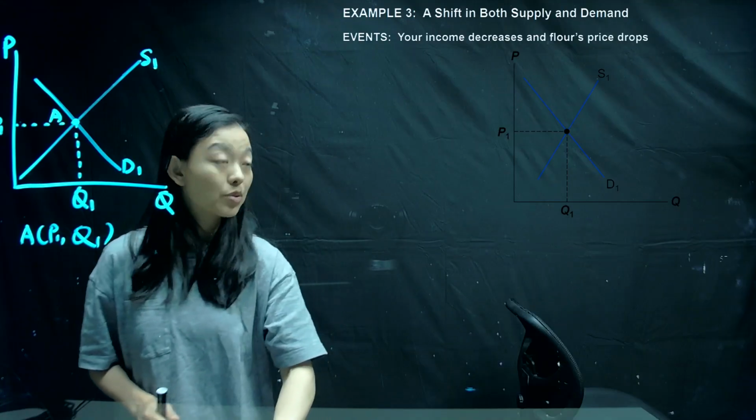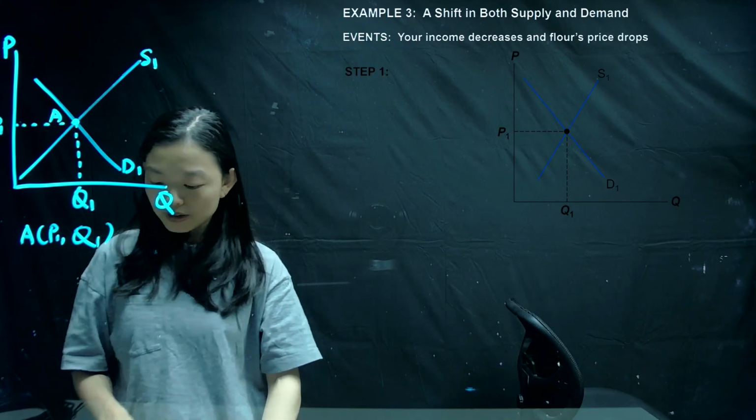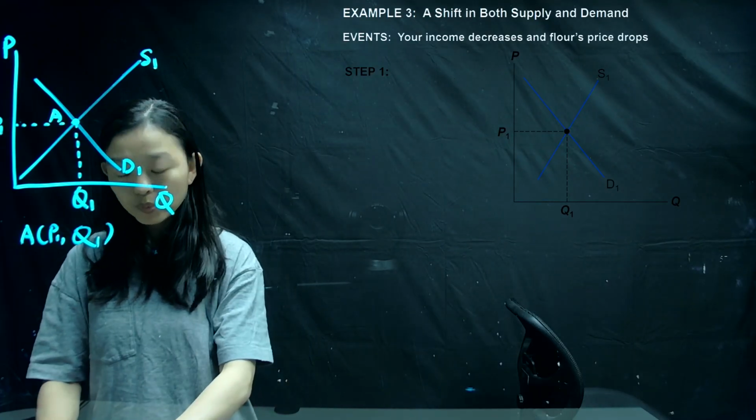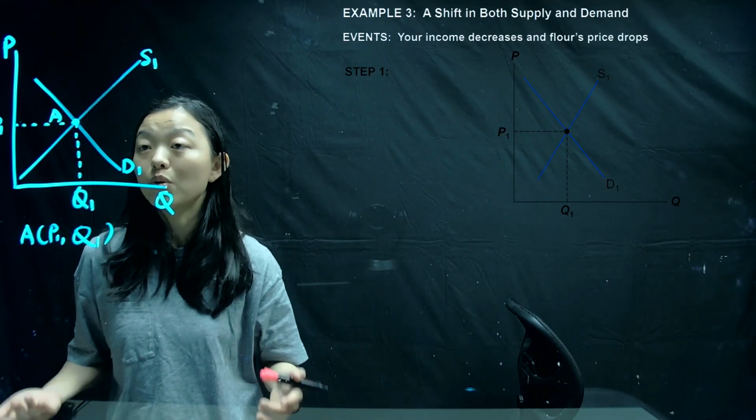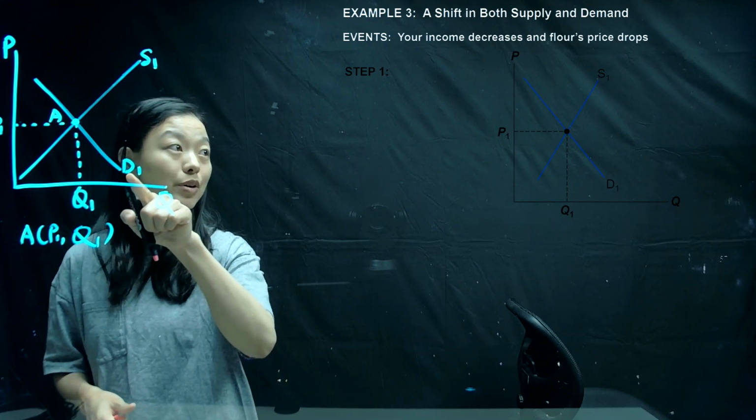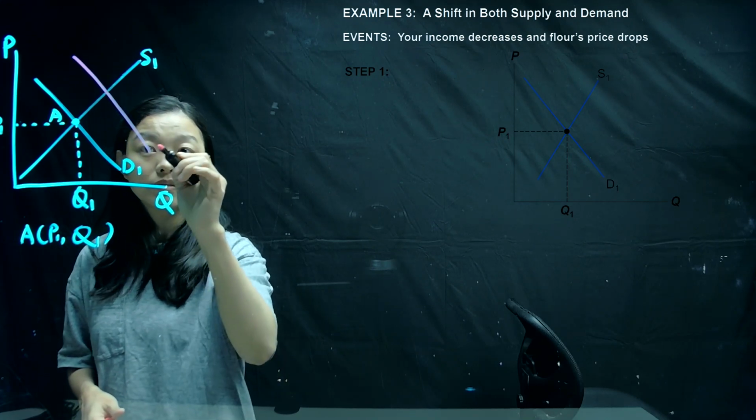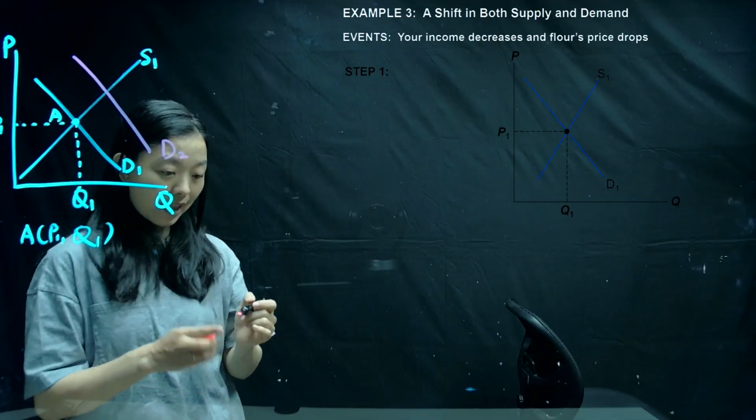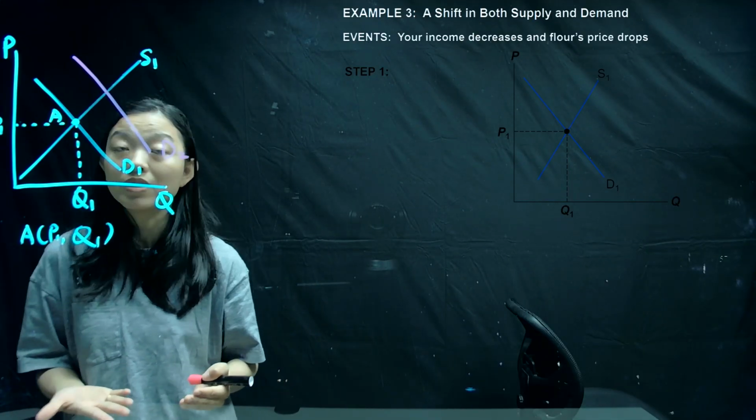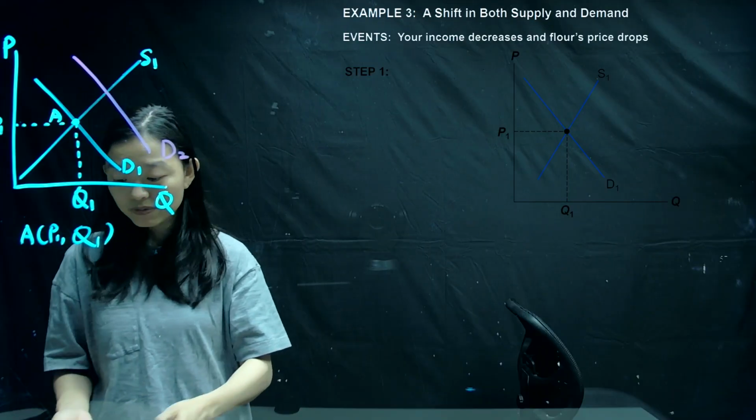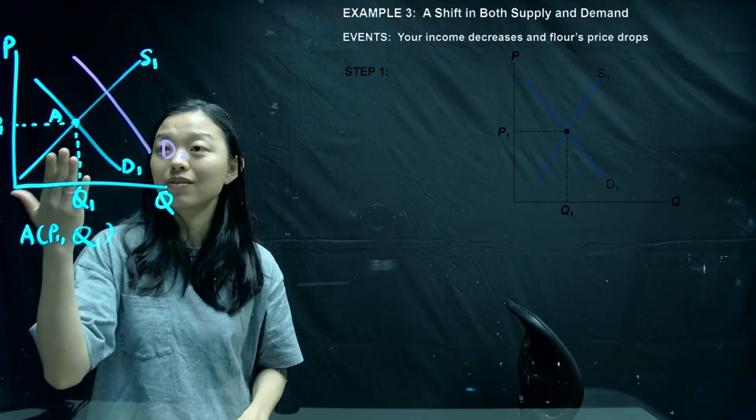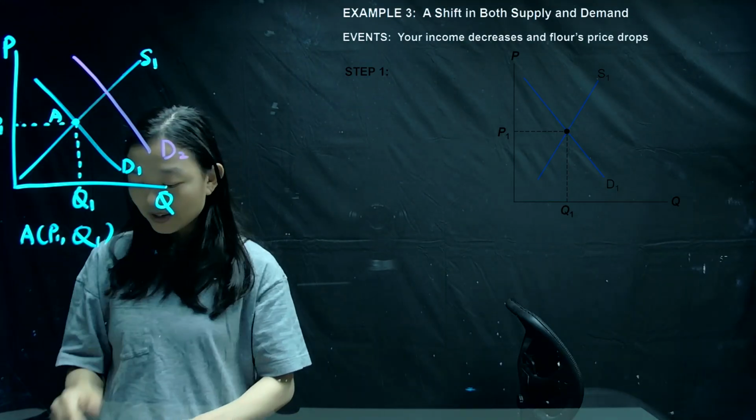Okay, so let's look at these events. When your income decreases, what happens? We know frozen pizza is an inferior good, so when your income decreases, it will definitely shift the demand curve for frozen pizza outwards, right? And when the price of flour, the major input to make frozen pizza, decreases, it will shift the supply curve to the right-hand side, right?